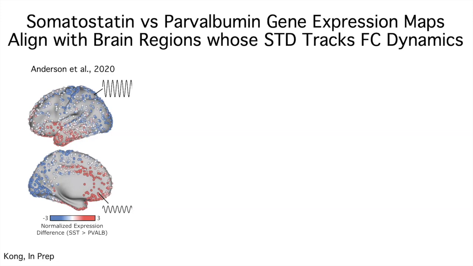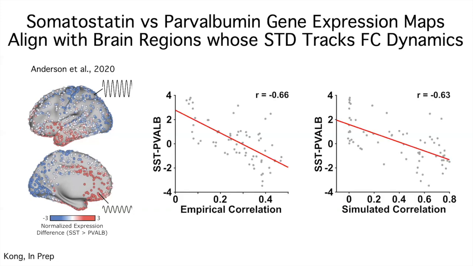And what is pretty cool is that Kevin's paper and previous papers have shown that somatostatin interneurons are linked with low neural signal amplitude, whereas the parvalbumin interneurons are linked with high neural signal amplitude. So this is consistent with our results showing that signal amplitude changes in sensory motor regions seem to track functional connectivity dynamics. And indeed, the gene expression spatial maps and our spatial maps are strongly correlated.